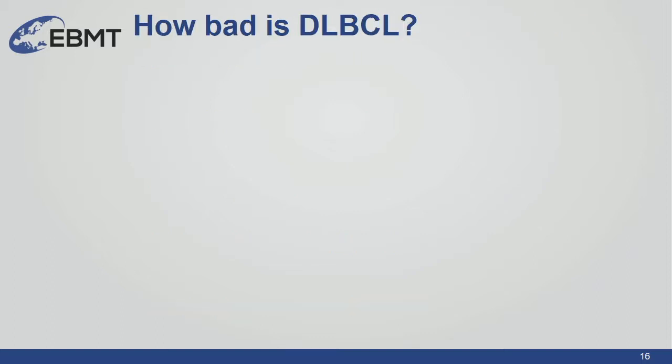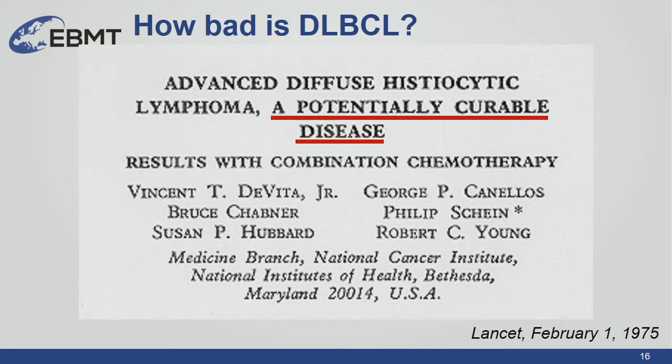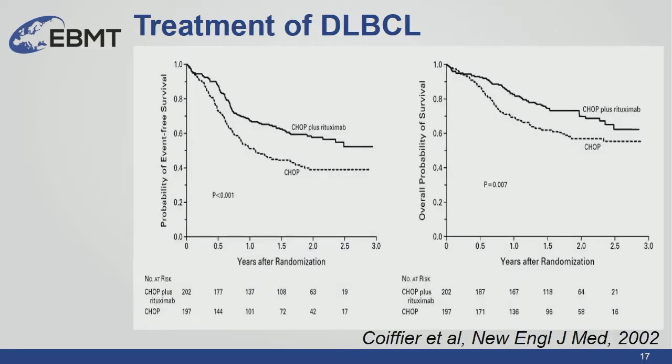And how bad is diffuse large B-cell lymphoma? Diffuse large B-cell lymphoma is clearly an aggressive lymphoma, and it's a type of lymphoma that would be fatal without treatment. But actually, it's been a long time now, longer than 40 years, since we've known that it's a disease that is potentially curable. And we know now that the best treatment to cure the disease at first line is R-CHOP, or rituximab chemotherapy, as this randomized study showed almost 15 years ago now.